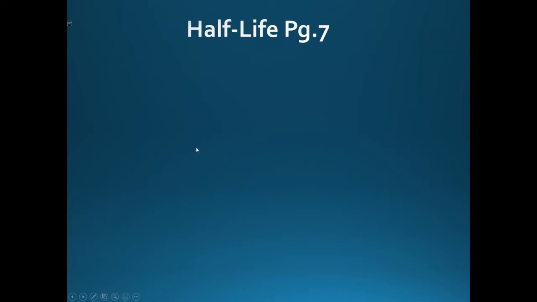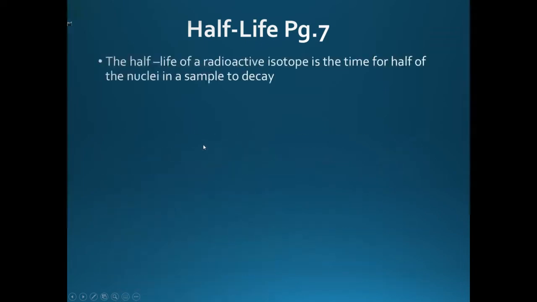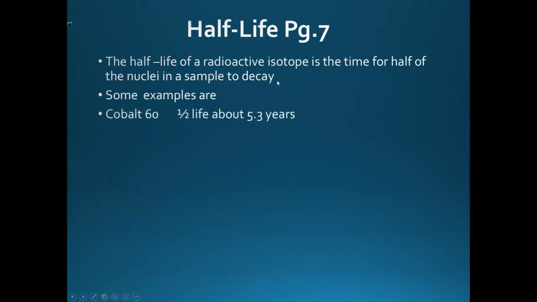Okay, so half-life is an important characteristic of a radioactive isotope, and the half-life is defined as the time that it takes for half of the nuclei in a sample to decay, or to lose half of its strength, essentially. Some examples, and this is a point of interest for us because there are questions on this in quizzes and exams and self-tests, if I recall correctly. Cobalt-60, for example, has a half-life of about 5.3 years. Cesium-137 has a half-life of about 30 years.